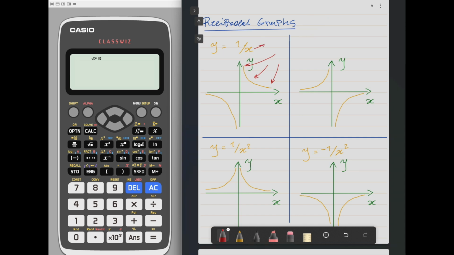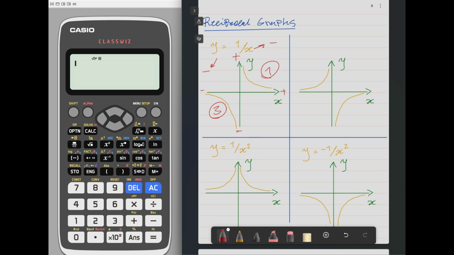And while x is positive, then y is going to be positive as well. So x positive, y positive. When x is negative, then y is going to be negative as well. So x negative, y negative. Alright? And this is going to be our graph. So this is going to be our graph for the first quadrant and the third quadrant, as for y is equal to 1 over x.